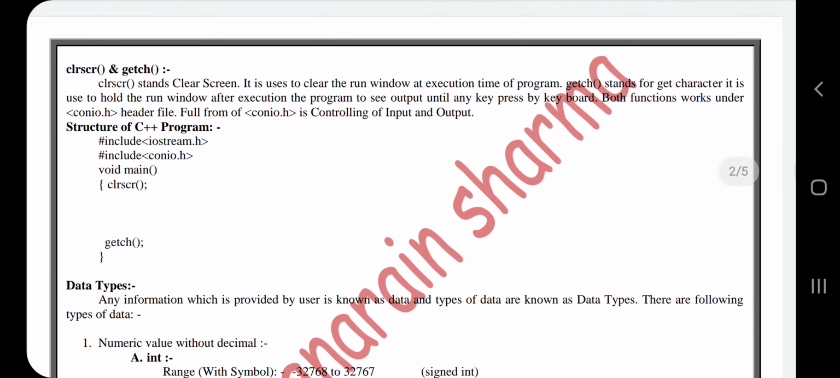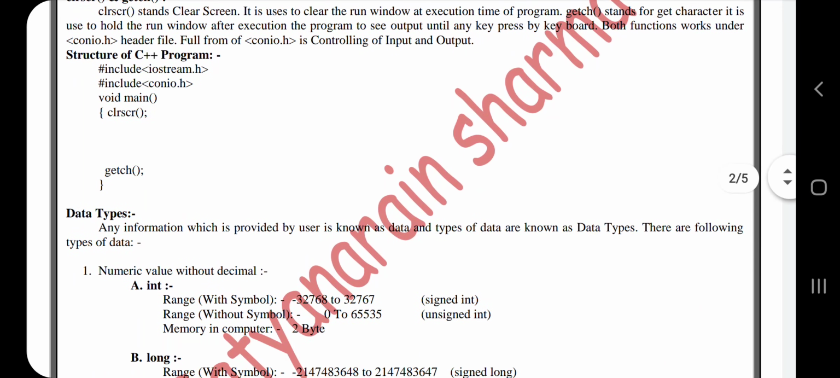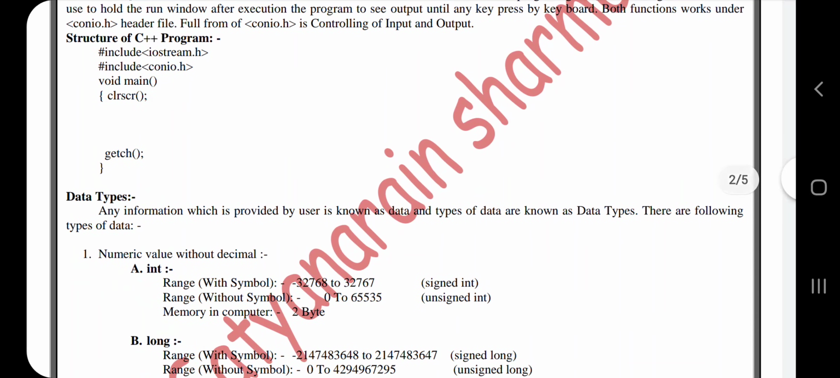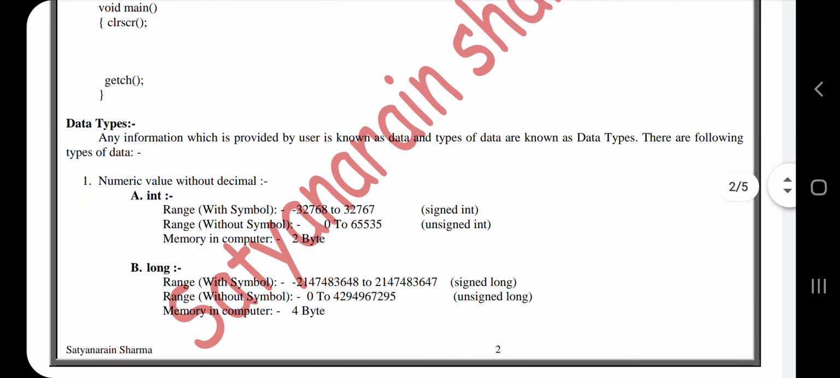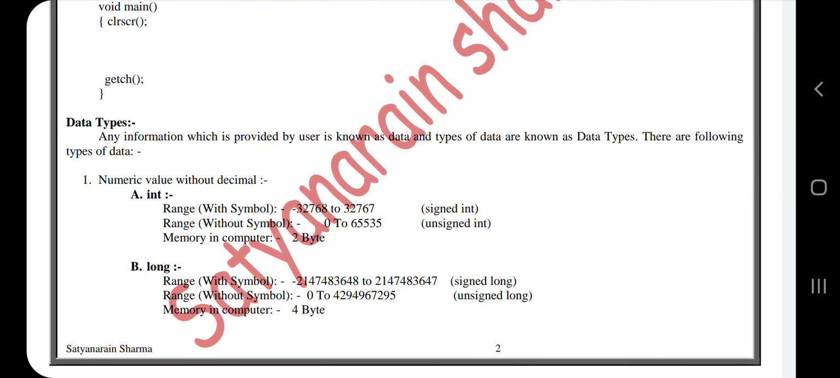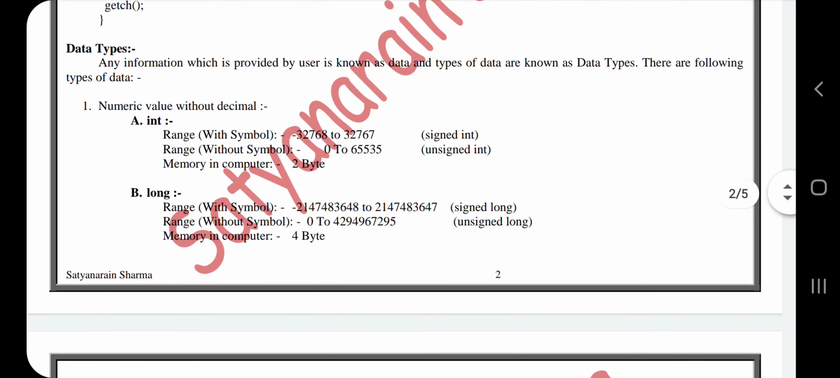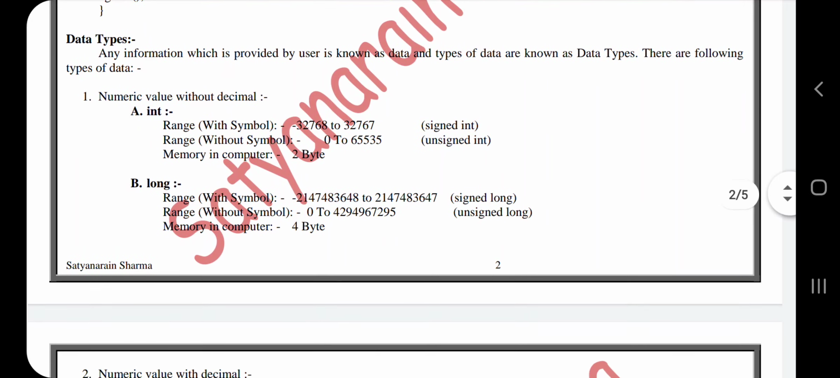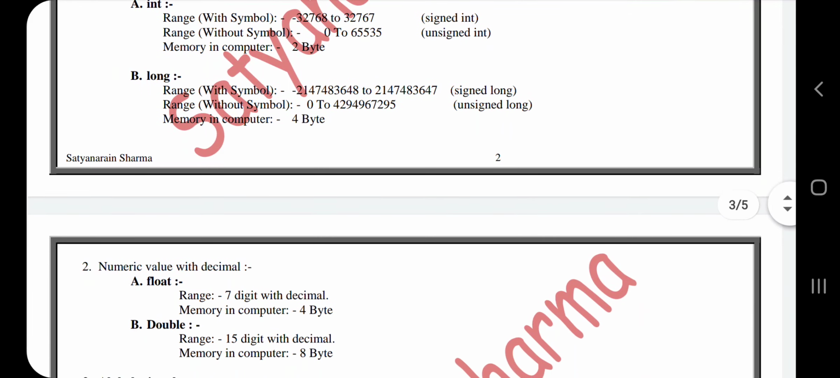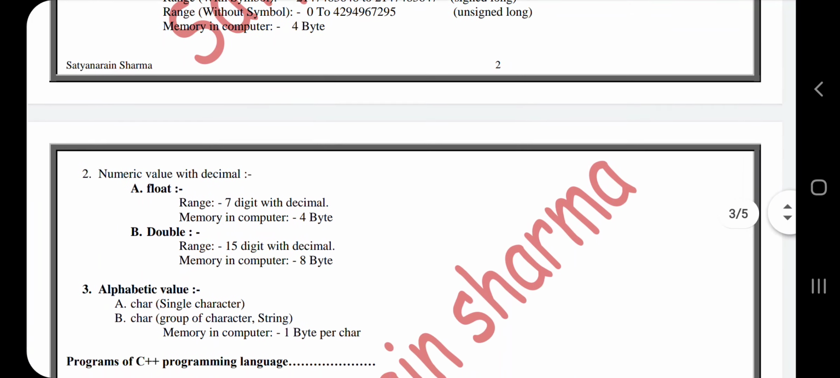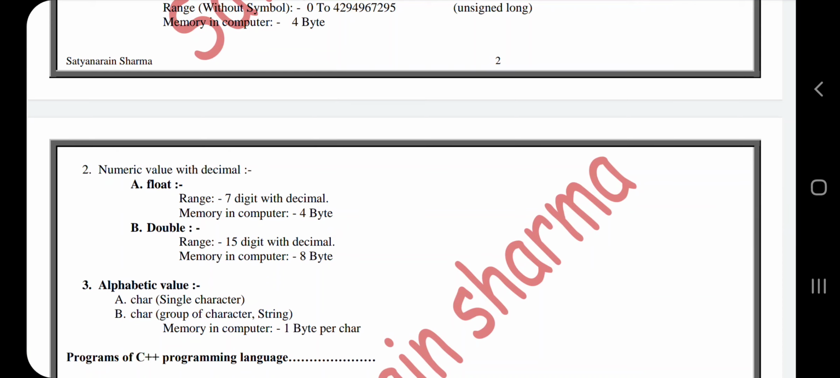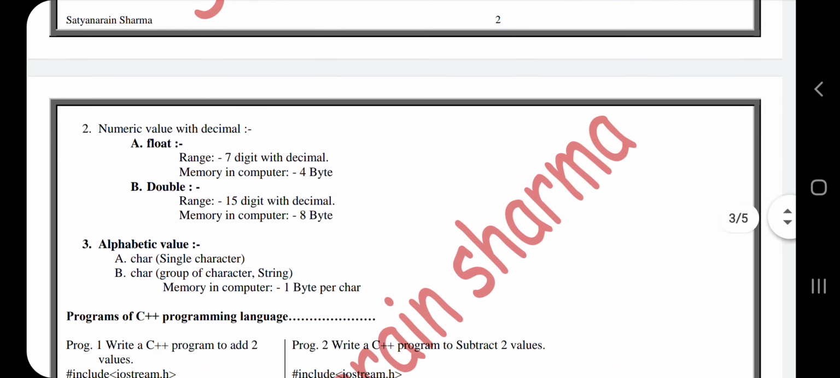Structure of C++ program is given below. Data types. Any information which is provided by user is known as data, and types of data are known as data types. There are following types of data: first, numeric value without decimal, which includes int and long, whose ranges and memory are given below. Second, numeric value with decimal, A float and B double. Ranges and memories are given below.